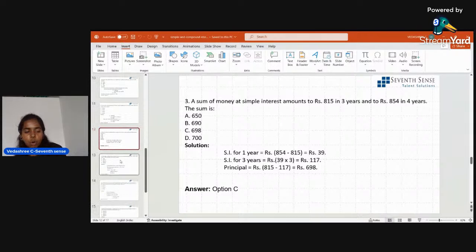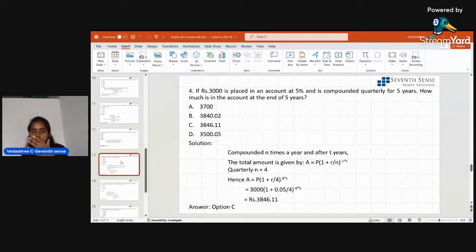Okay, next we'll move on to the question which is based on compound interest. If rupees 3000 is placed in an account at 5% and is compounded quarterly for 5 years, how much is in the account at the end of 5 years? So this is the question. We need to calculate the amount in the account at the end of 5 years.